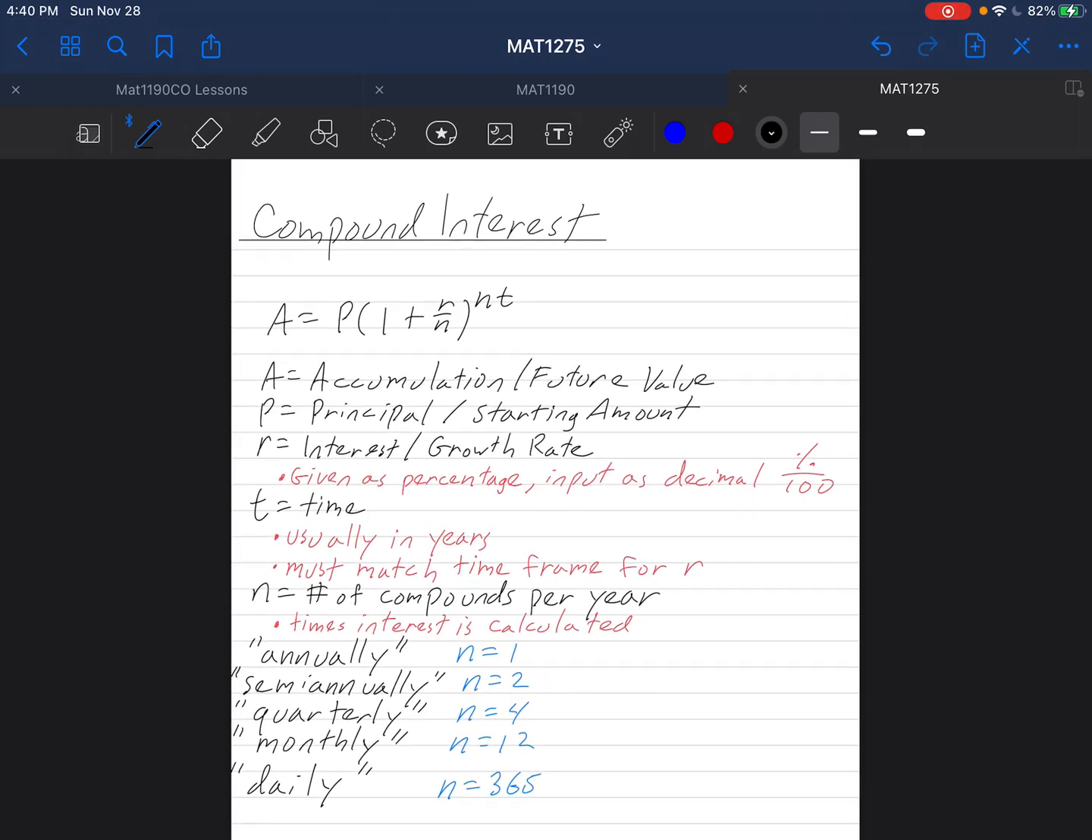So compound interest, which is a topic that we did not get to in class, is a subset of the exponential functions unit. Here is the formula for compound interest. You might recognize it as A equals P times (1 plus r) raised to the t.